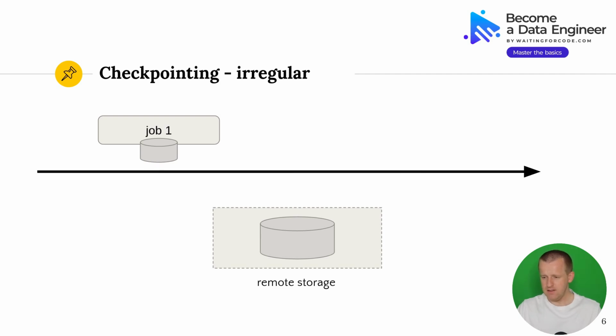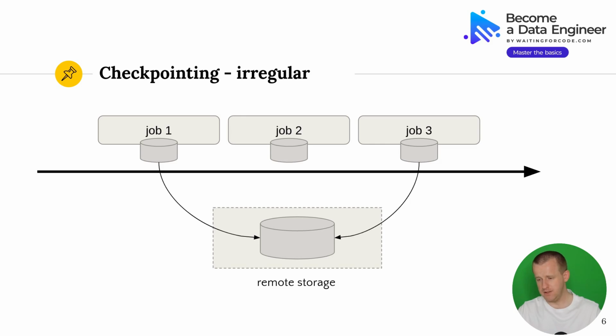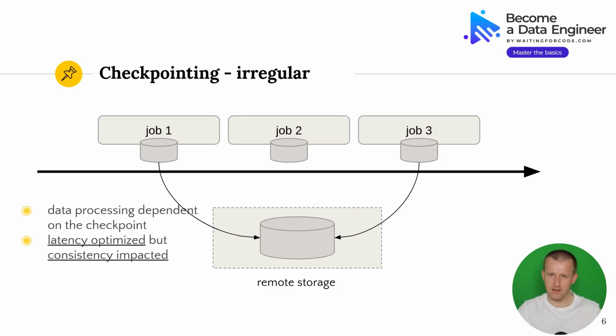An alternative is irregular checkpointing. In irregular checkpointing, you define an interval for the checkpointing logic. So you say, maybe only one of two jobs is checkpointed. Here you can somehow optimize the latency, but as you can see, when your job 3 fails, you will need to start almost from scratch from job number 1.